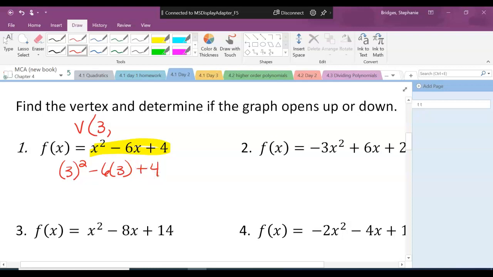Keep in mind your order of operations. If there's anything inside parentheses to simplify, you do that first. Then we do exponents. Then we do multiplying or dividing, which you won't have any dividing in here, just multiplying. And then you do your adding and subtracting. So I don't have anything inside of my parentheses that need to simplify. So I'm going to go, what is 3 squared? 9. Minus, what is 6 times 3? 18. And then plus 4.